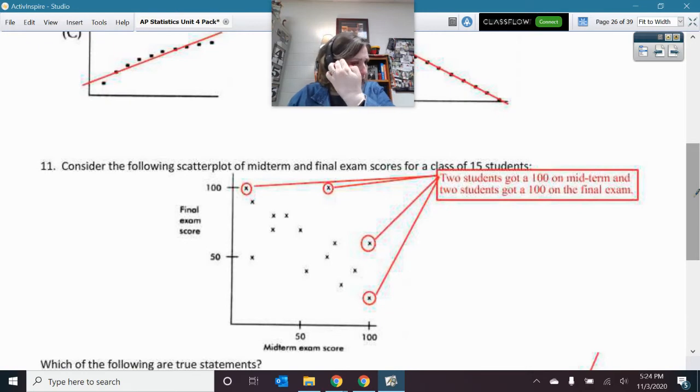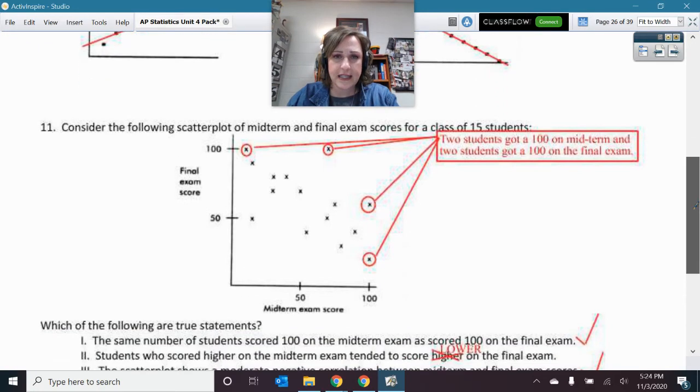Here, I went ahead and looked at these example things to see. One is true because look, here I can tell I had 2 that made 100 on the midterm. Here I had 2 that made 100 on the final exam.